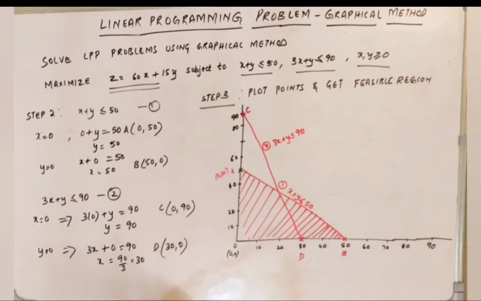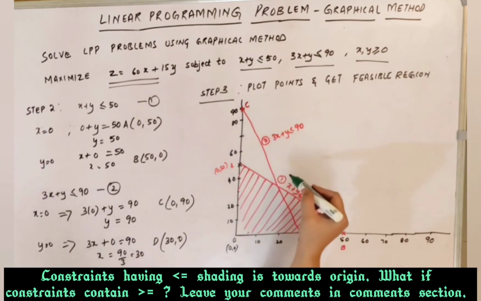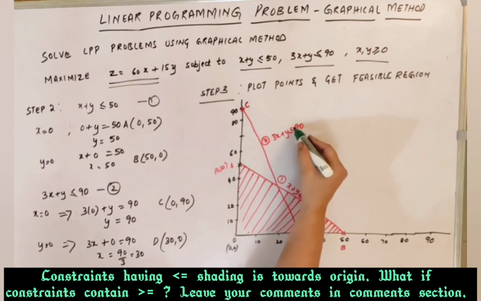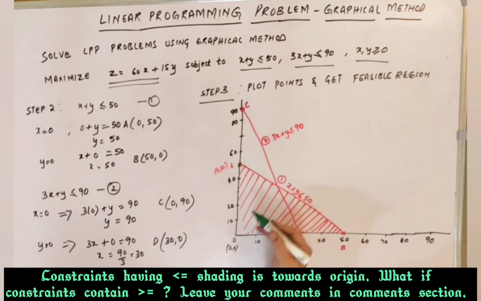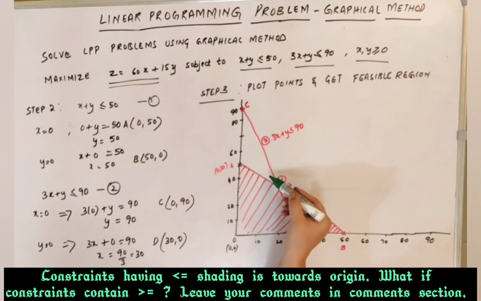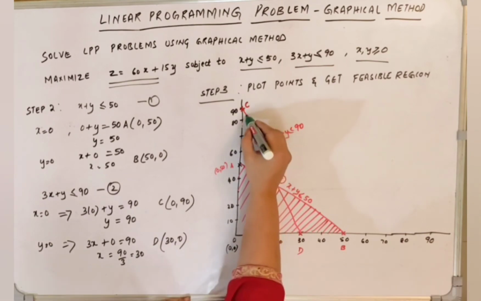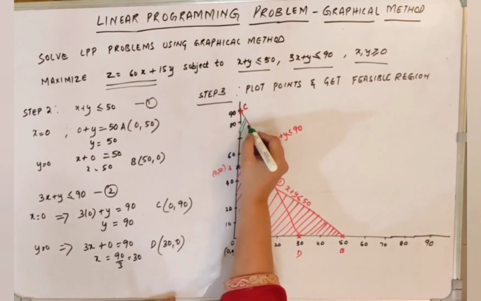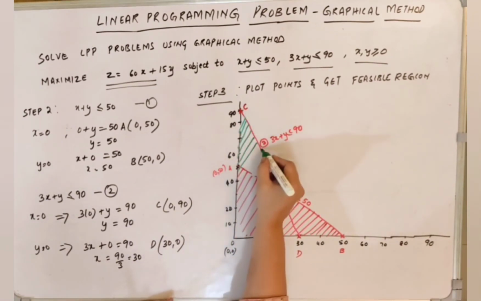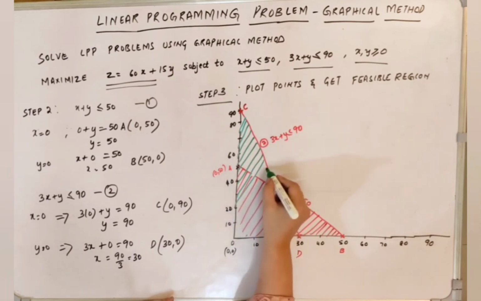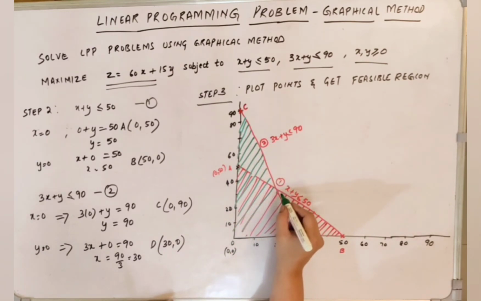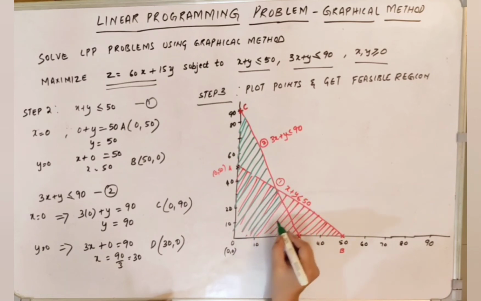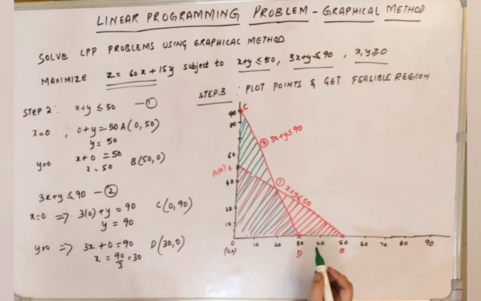Now similarly, we'll shade for the second constraint, this one. This is also less than or equal to 90, which means it is inwards. The shading should be towards the origin. This is the origin. So let's take a different color so that it becomes easy for us to identify. So I'm shading here. Notice that the shading starts only from that particular line, this line, right?